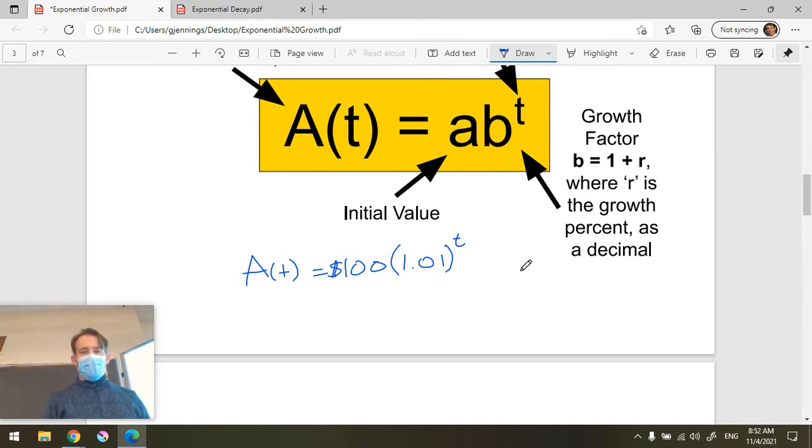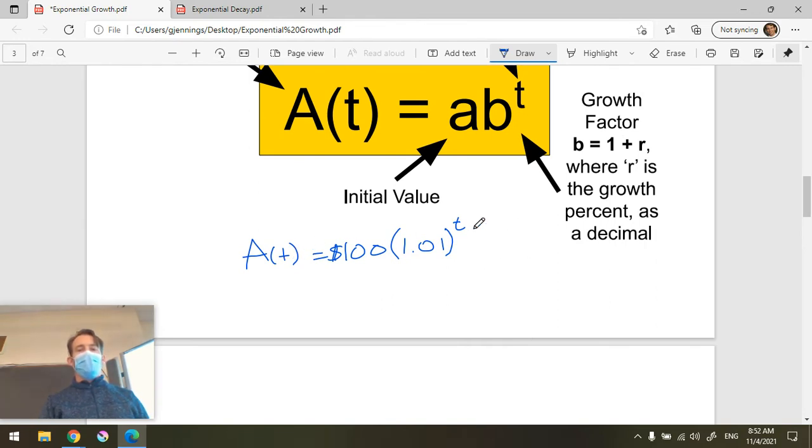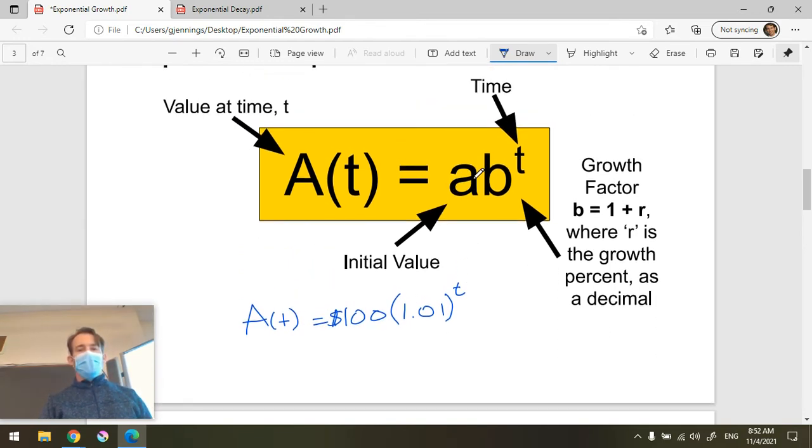Okay, let's keep going. But that would be just an example of how I could set up one of these problems. I want to understand initial value, rate. I build the rate by 1 plus the rate as a decimal. So I take the percent, I convert it to a decimal, and I use that as rate. And then I have t as my time.